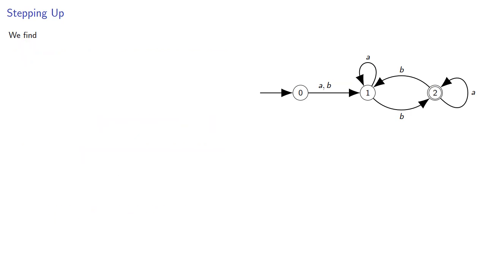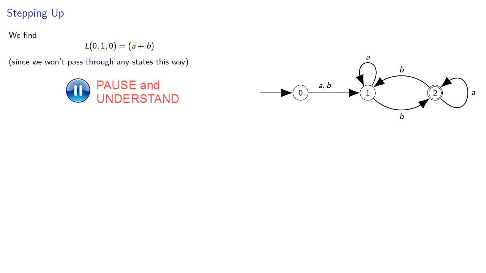And so we find L_{0,1,0}. Those are the strings that'll take us from state 0 to state 1 without passing through any state numbered higher than 0. So those are just the strings A and B, since we won't pass through any states if we take A or B. Then L_{0,1,1}, that's from 0 to 1, only passing through states numbered 1 or less. Well, that's everything we had before, plus we could also do A and then an infinite loop.